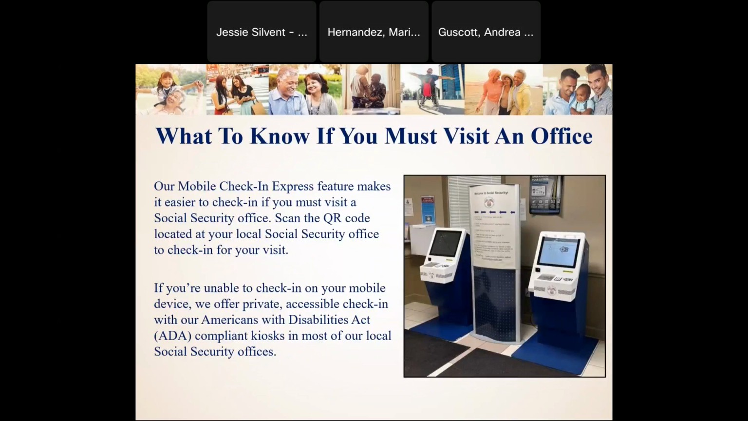Most SSA services, applications, and forms are available online. Most questions can be answered over the phone, but if someone does need to visit an office, our agency has a new Mobile Check-In Express feature where the visitor can check in for their visit by scanning a QR code on a kiosk. We also offer private and accessible check-ins with ADA-compliant kiosks in most offices as well. It makes the check-in process a little smoother and more seamless.